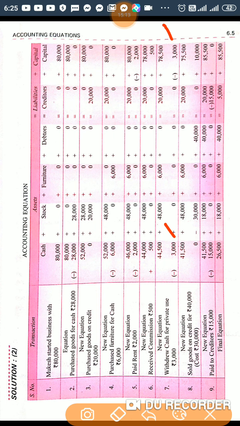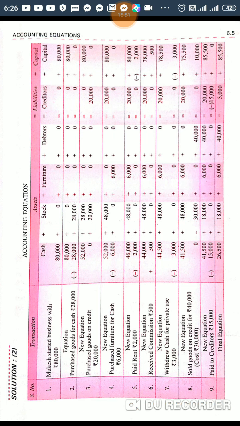Now write down the eighth transaction. This eighth transaction is sold goods on credit for 40,000, cost is 30,000. So whenever you are selling goods, stock is decreasing, and the cost of the stock is 30,000, so you will deduct 30,000 here. At the same time it is sold on credit, so debtor will be added. For debtor, we will add the selling price, that is 40,000. You have to receive 40,000 from the debtor, and at the same time there is a 10,000 profit. That profit will be added to the capital.